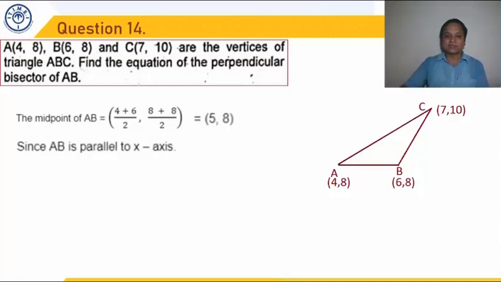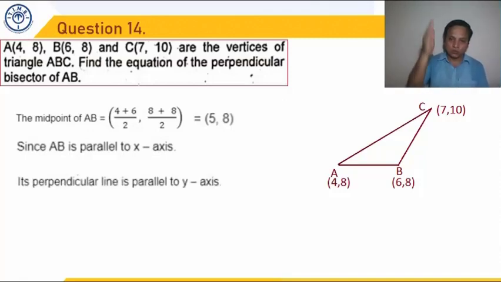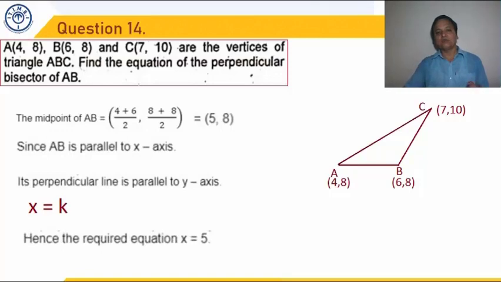Since AB is parallel to the x-axis, the required line is parallel to the y-axis and it is passing through the point (5, 8). Any line parallel to the y-axis is of the form x equal to a constant. So in this case, its equation will be x equal to 5 since it is passing through (5, 8). So the required equation of the line is x equal to 5. It is perpendicular to AB because AB is parallel to the x-axis, so perpendicular to AB is parallel to the y-axis, passing through the midpoint of AB, that is (5, 8).